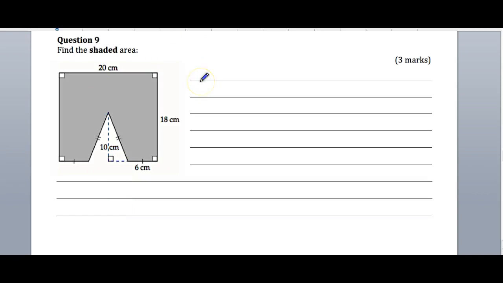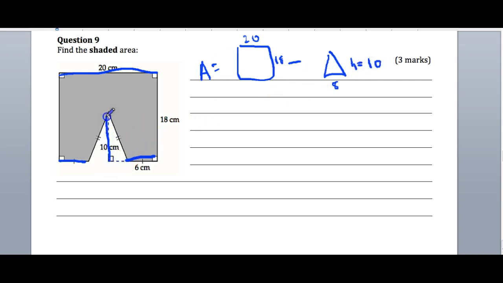Let's keep going. So we've got the area of the bigger rectangle taking away the smaller triangle. So let's fill in the size of our rectangle. We've got 20 up the top and then 18 on the side. And the triangle, remember we want the base and the height. So if this is 6 and this is also 6 and this whole thing is 20, we do 20, take away 6, take away 6, and we're left with 8. And the height is 10. Okay, so it's told us that it's 10.